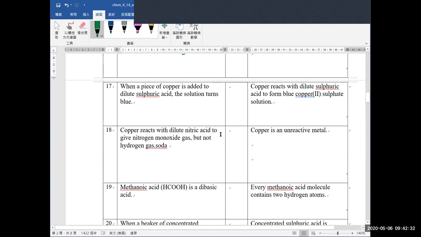17. Your answer is D. Both are wrong. Why? A piece of copper with dilute sulfuric acid, no reaction. So the answer is D.